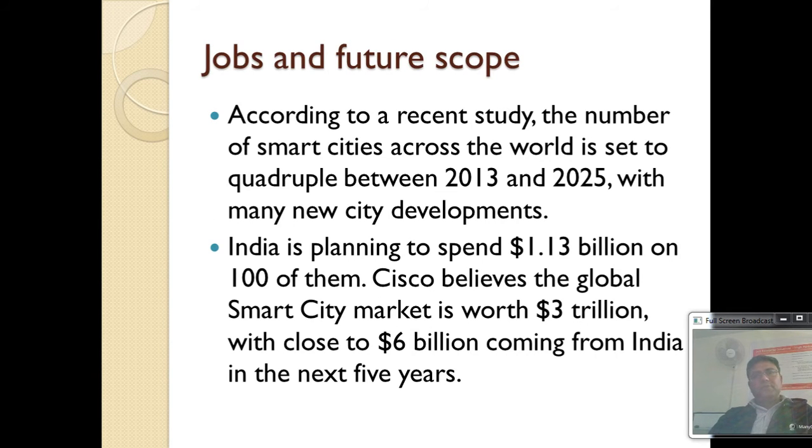Now we are coming to the jobs and the future scope of IoT-based companies. The number of smart cities in the world is to quadruple from 2013 to 2025 with many new developments. The Government of India is also planning to spend around 1.13 billion on 100 smart cities. Cisco believes that the global smart city market is worth 3 trillion, with close to 6 billion coming from India itself in the next 5 years. All these figures are in US dollars, so you can understand the volume of money.